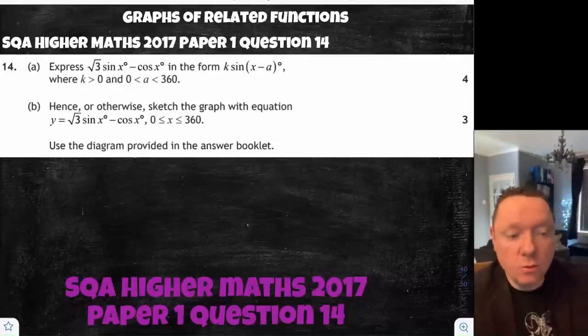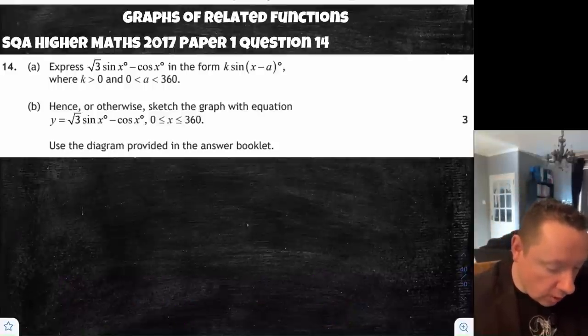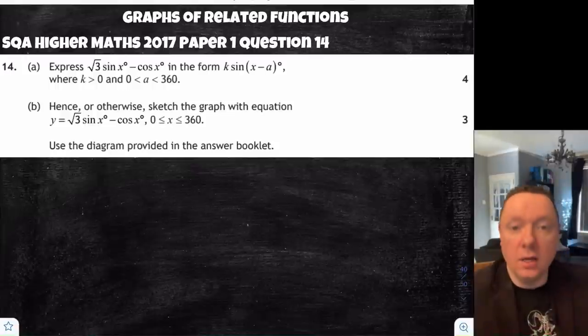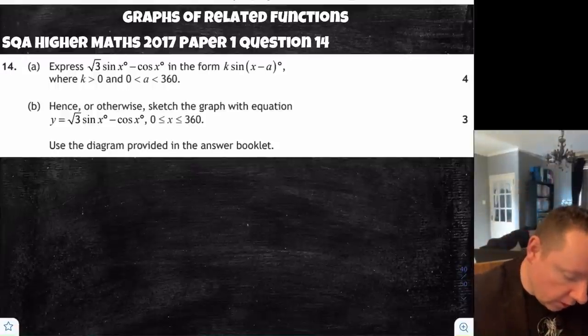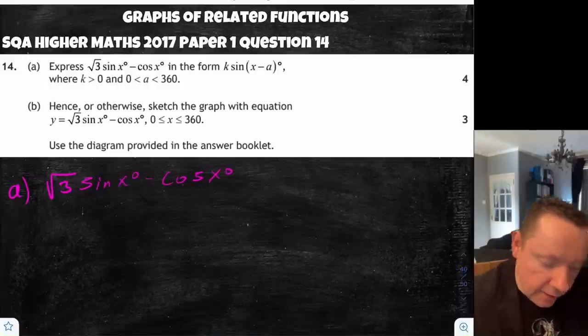The next question is SQA Higher Maths 2017, paper 1, question 14. First part was a trig question, and then it moved on to having to draw a graph. So for part A, using our knowledge of trig, we have got root 3 sine x minus cos x, and we have to write it in the form k sine (x minus a). So we expand that using the formula sheet.